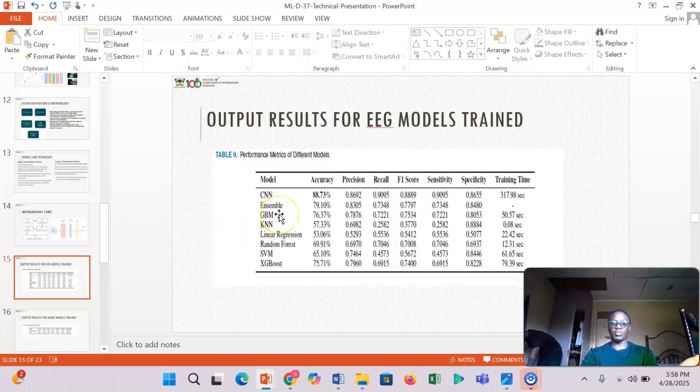Then we have comparisons between the different models, and you can see that the CNN came out on top. These are EEG signals. We had a lot of models that we used. We also had ensemble learning, which demonstrates the multi-modeling part of our system. But we saw that it worked. It performed worse than the CNN. That's why we chose the CNN.